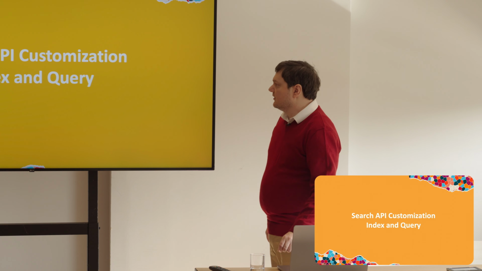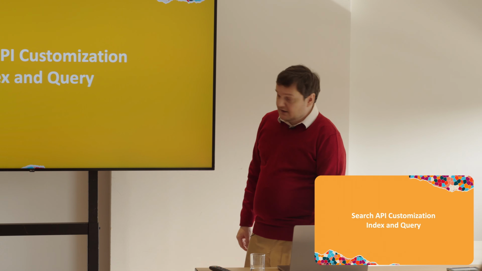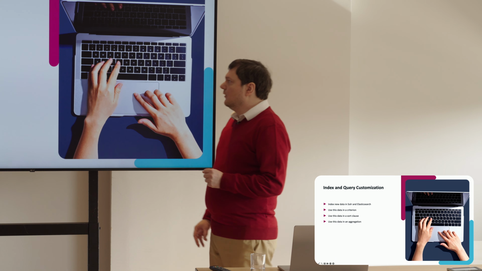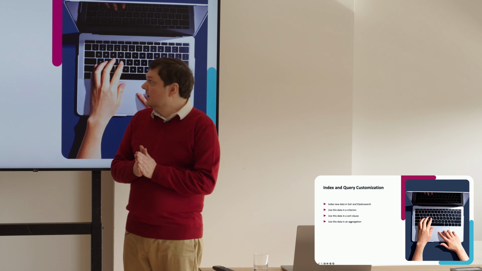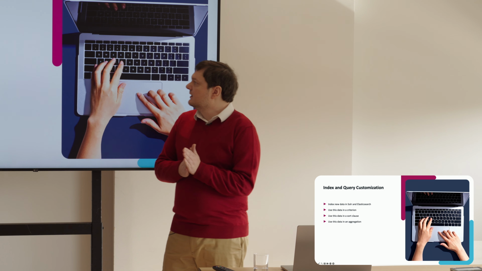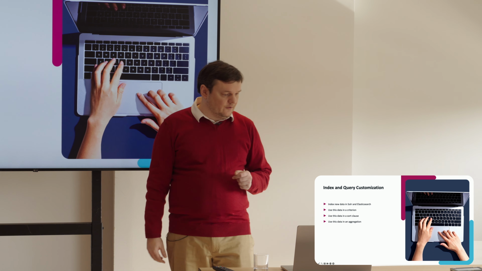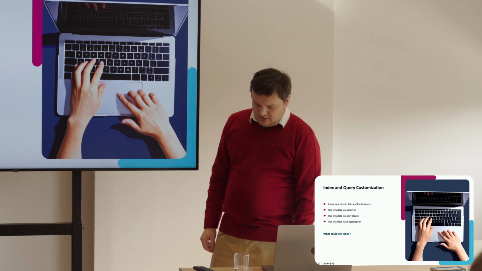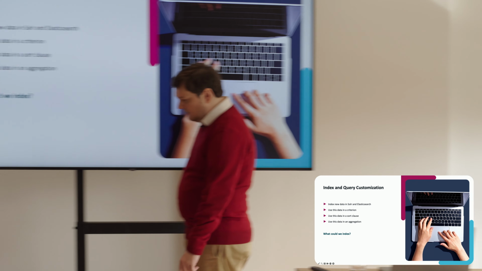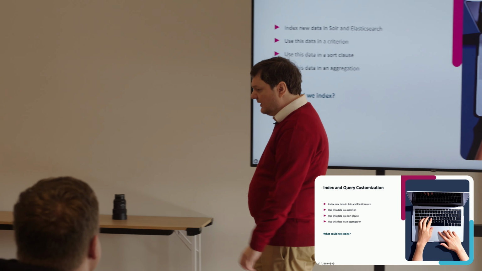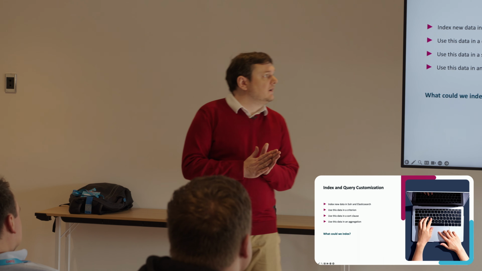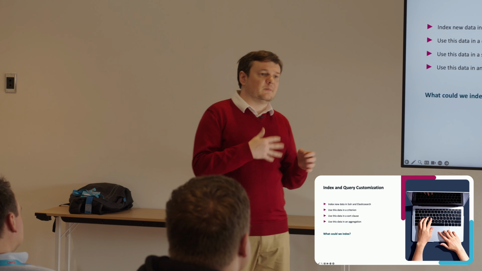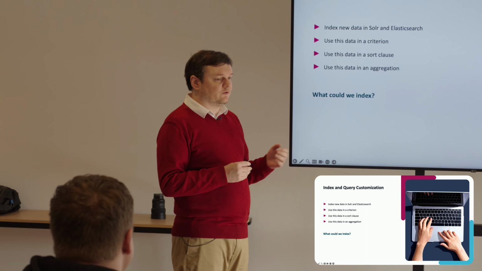Now let's customize the index itself and then the query from this customized index. So what I'm going to do is index a new piece of data in Solr and Elasticsearch, and then use this data in a criterion, in a sort clause, and then an aggregation. And why would I index something that is not there? The idea is to not go into a new field type or something too fancy for just a demonstration.